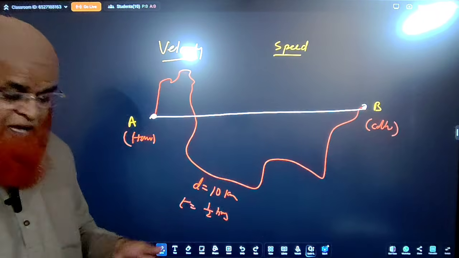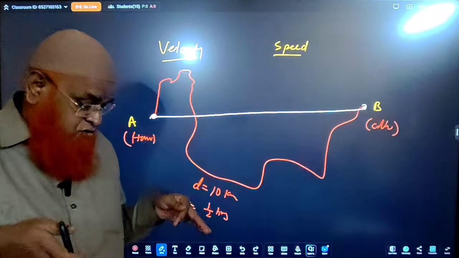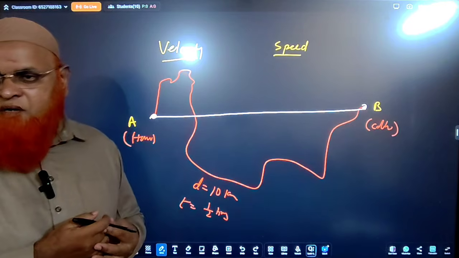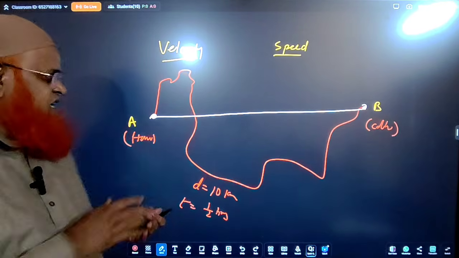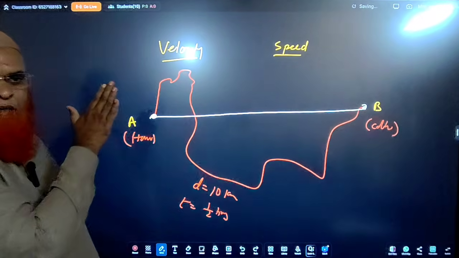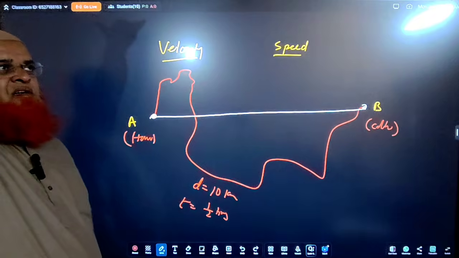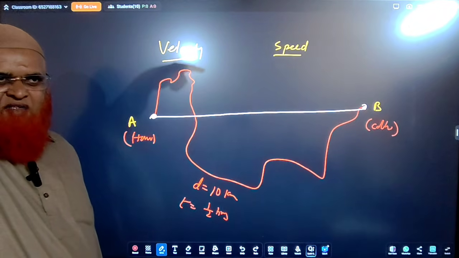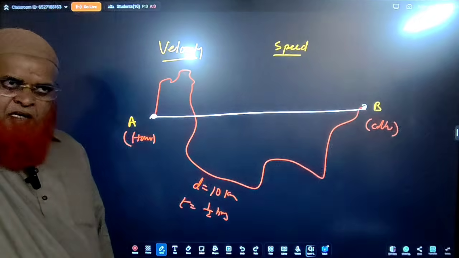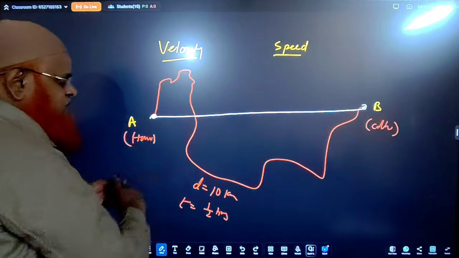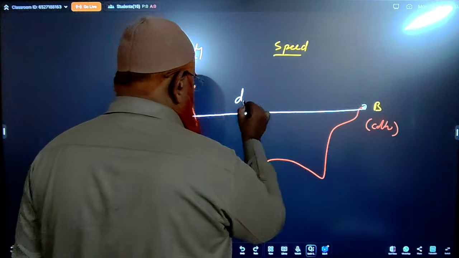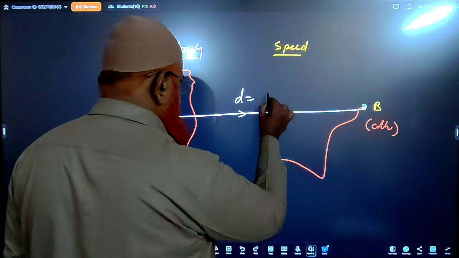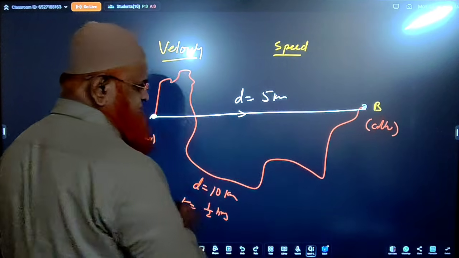The helicopter will not follow the road path. It's in the air. You will never think of the road. Just raise your helicopter above your house up to 20 meters. Directly you can see your college. It goes in a straight line and reaches the college, and the distance to the college is just 5 kilometers.